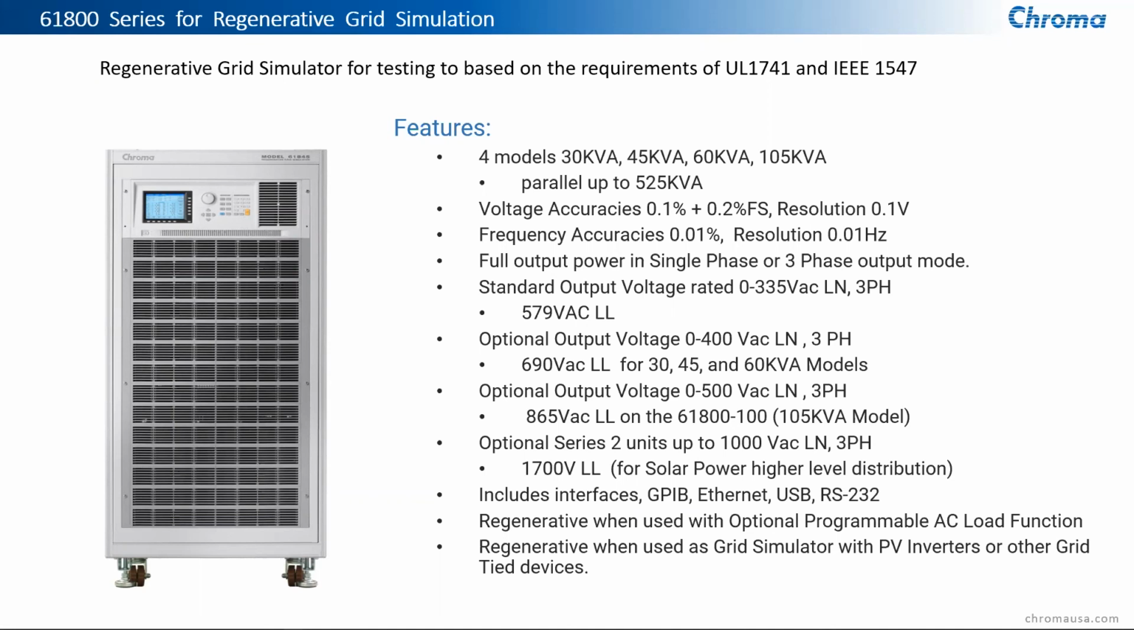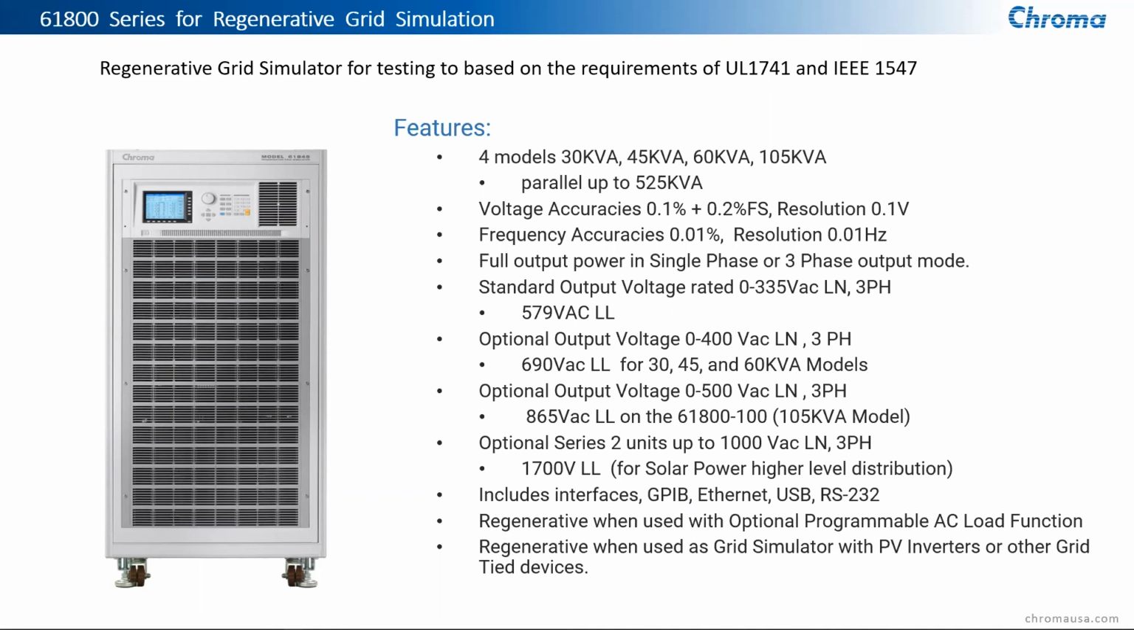And if you really need to go even further, we have the ability to put two in series to get you all the way up to 1,000 volts AC line to neutral and 1,700 volts line to line. And these are more for solar power high-level distribution.